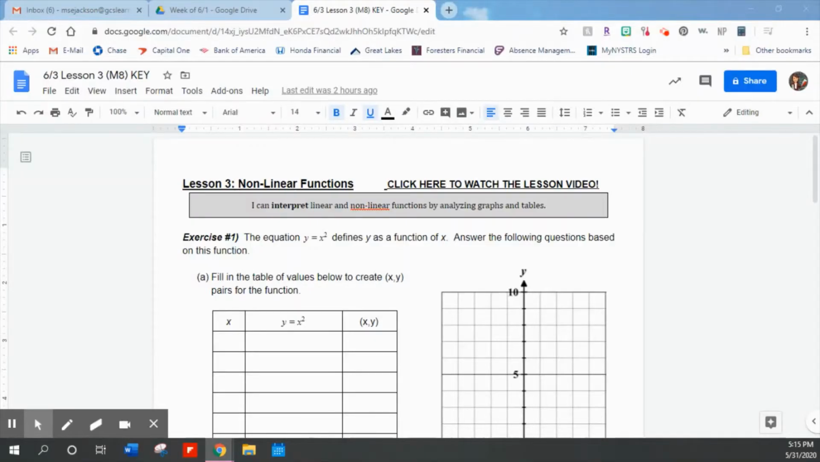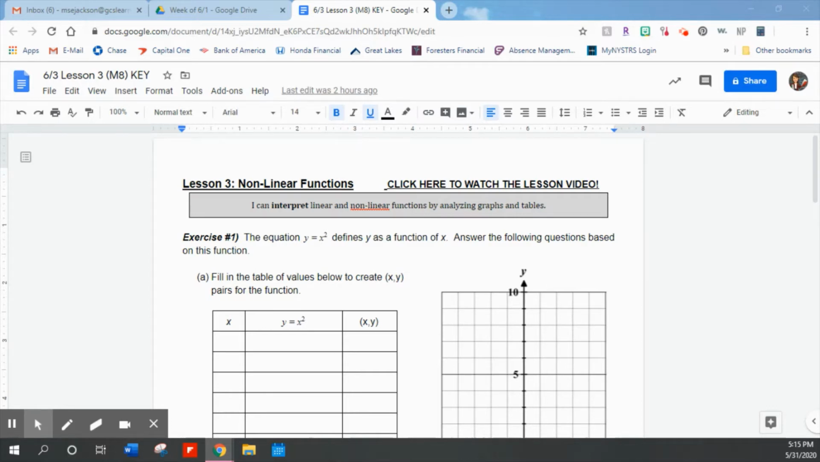Today we're working on lesson 3, nonlinear functions. Your learning target is: I can interpret linear and nonlinear functions by analyzing graphs and tables. Exercise 1. The equation y equals x squared defines y as a function of x. Answer the following questions based on this function.